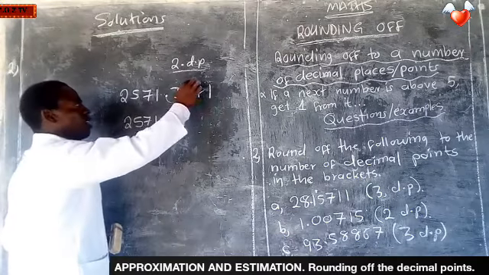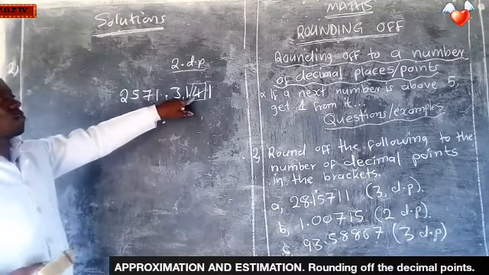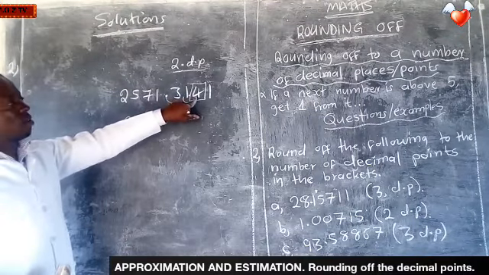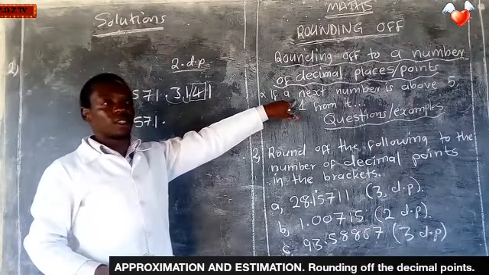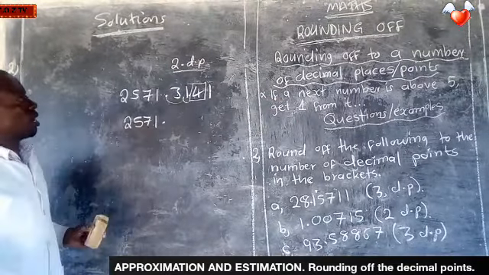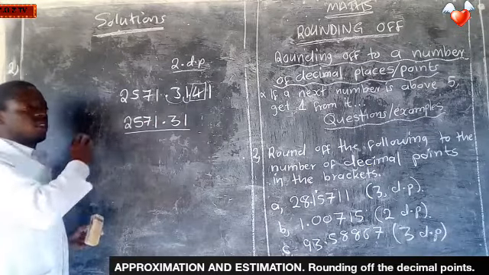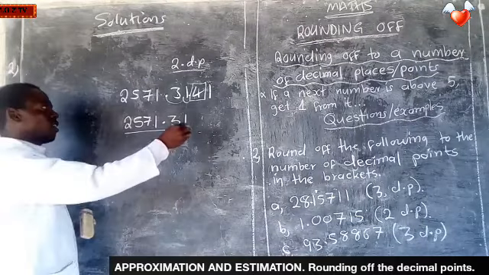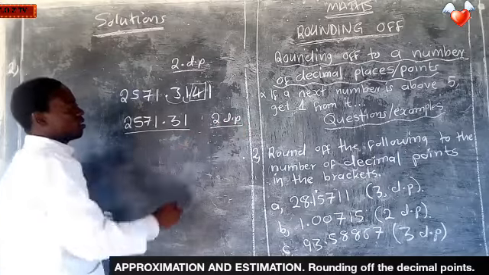After that, I now look at the next number. Is the number above 5 or below 5? The number is below 5. So this cannot be applied. We cannot get a 1 from this number. What I will remain with is just a 3 and a 1. Then I end there. At the end, I write 2 decimal places.